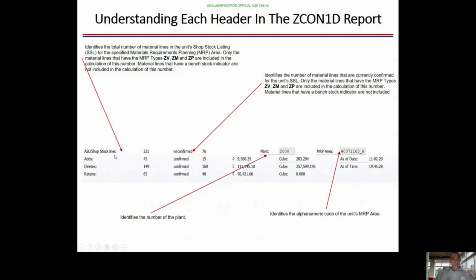So to the right of the ASL shop stock lines, you have the ones confirmed. This identifies the number of materials that are currently confirmed on the unit's SSL. Like I said, only materials with ZV, ZM, and ZP are included. Bench stock does not. When it talks about the plant, that's pretty self-explanatory: plant 2000 for us. If you're SSA, it's plant 2001. And then your MRP area is the alphanumeric code of your unit's MRP area.